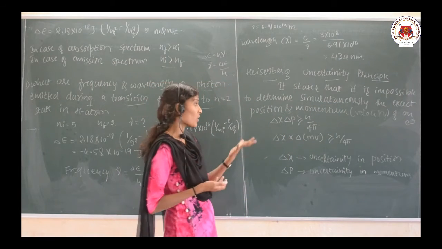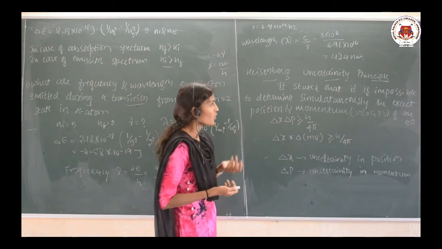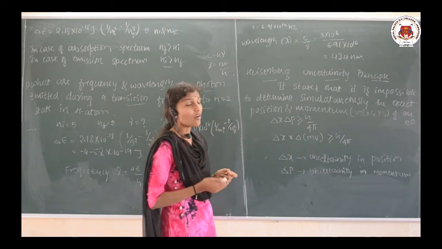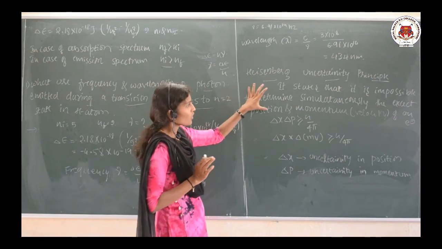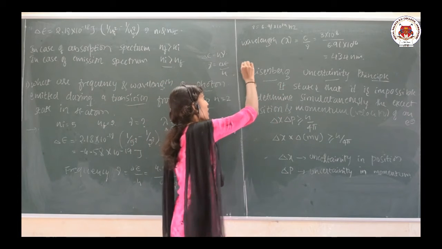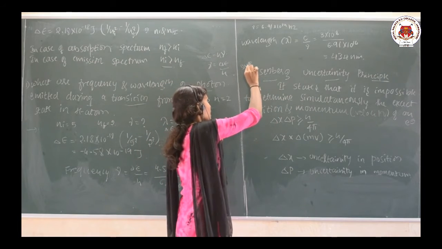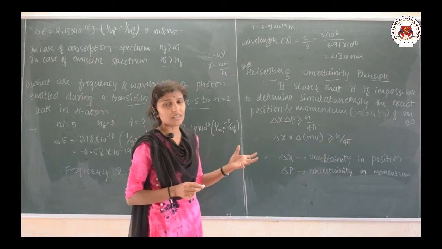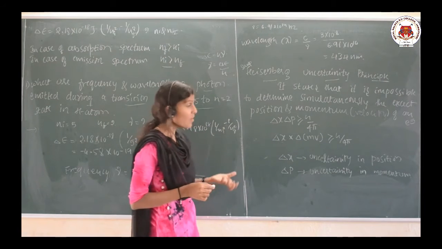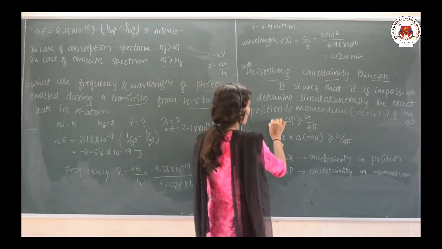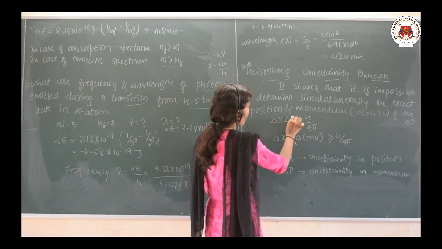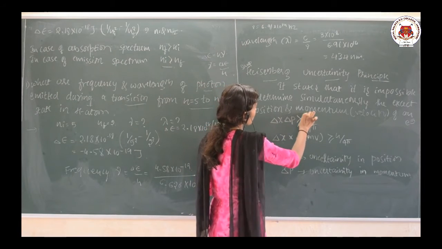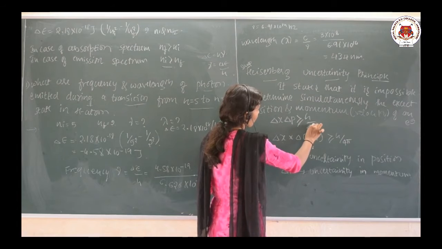We cannot find out the exact position and exact momentum of an electron simultaneously. So this is the statement. Many times they are going to ask you directly, state Heisenberg uncertainty principle and write its mathematical formula. So the mathematical formula: delta x into delta p is greater than or equal to h upon 4 pi.